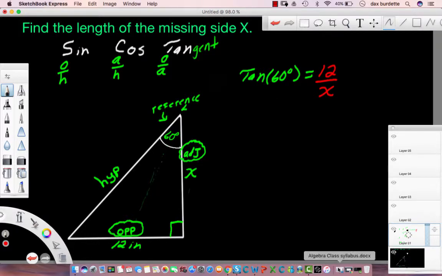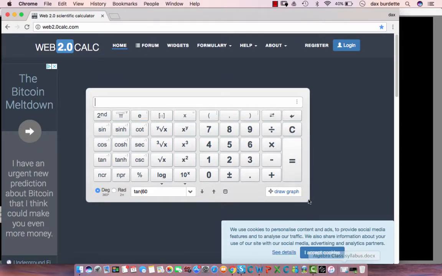Okay, so let's actually go to that calculator and figure out what in the world tangent 60 degrees is going to compute out to be. I believe the calculator is here. I used web2calculator.com. It's pretty cool. Make sure that anytime you're utilizing this calculator, it's set up on degrees, because that's what you have.